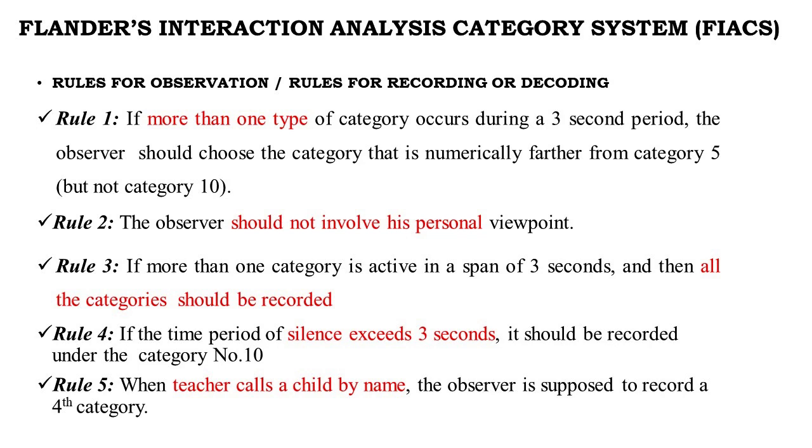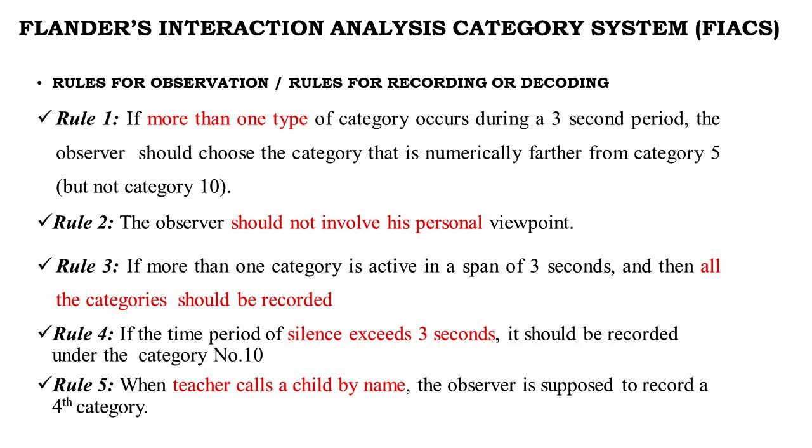Flanders category method has many rules for observation without following which the observation is not possible. The observer must remember these rules. These rules help in maintaining consistency and making observations uniform. These rules are as follows. Rule 1. If more than one type of category occurs during a 3-second period, the observer should choose the category that is numerically farther from category 5, but not category 10. Suppose the observer is in doubt whether the category is 2 or 3, he should write 2 categories.